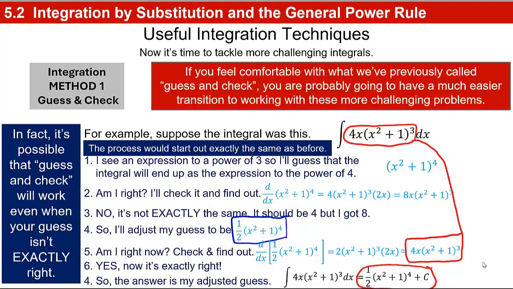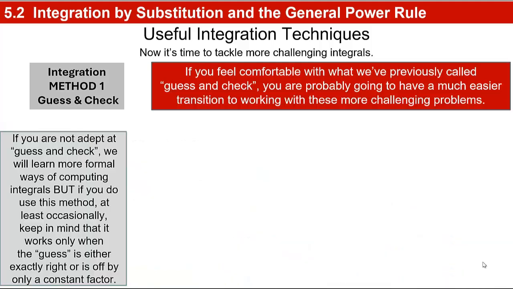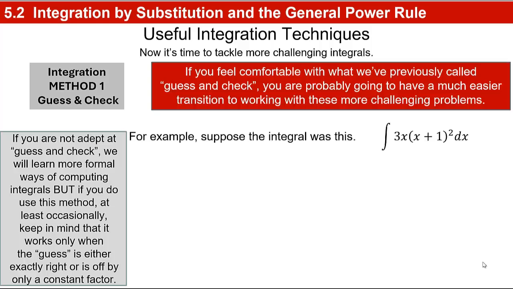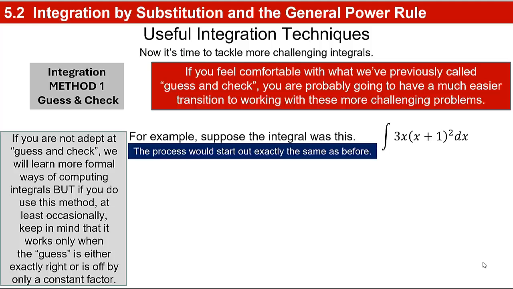Now I do want to show you an example where the guess and check method fails you, because you can only be off by a constant. So let's look at an example where guess and check is not going to get you there. So suppose I have this integral. I want the integrand this time to be 3x times the quantity x plus 1 squared. I start off exactly the same, try my guess and check. Nothing different about the process at all.